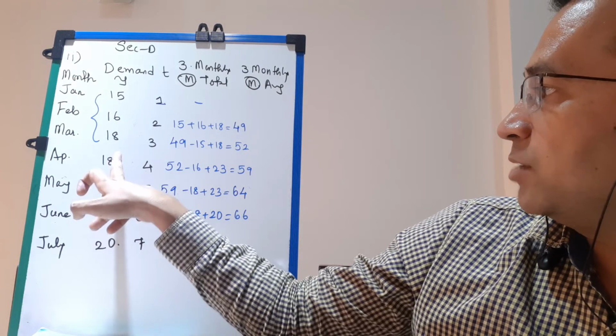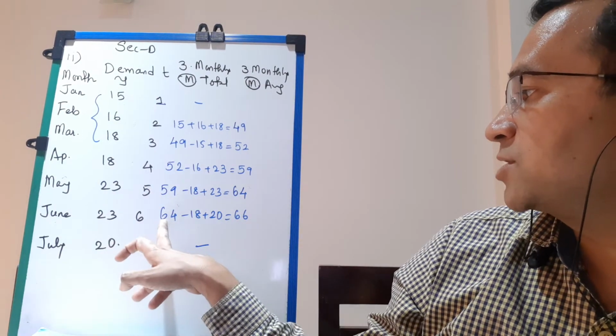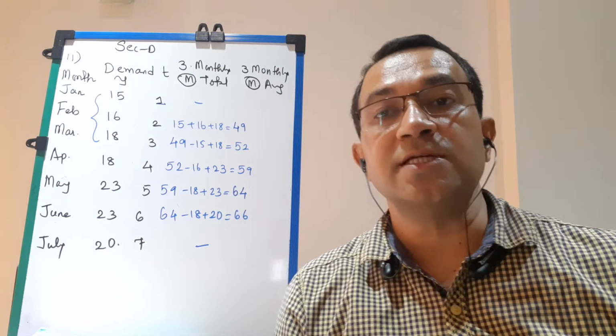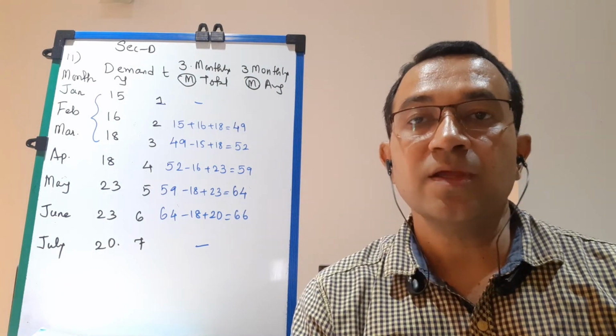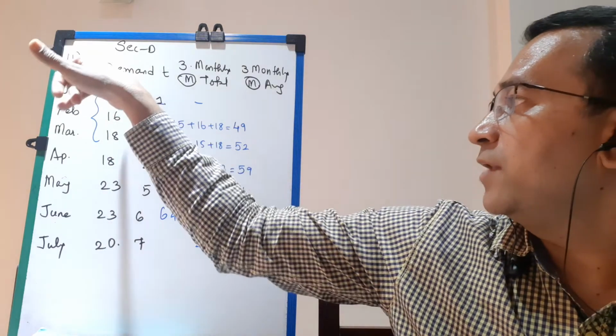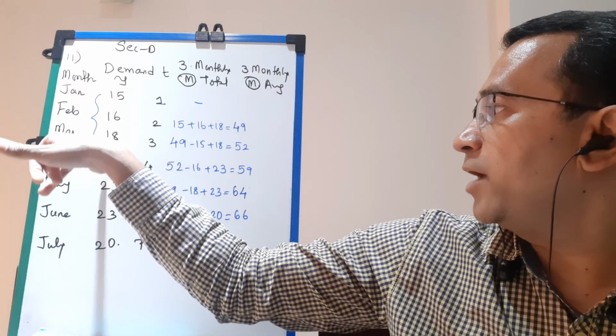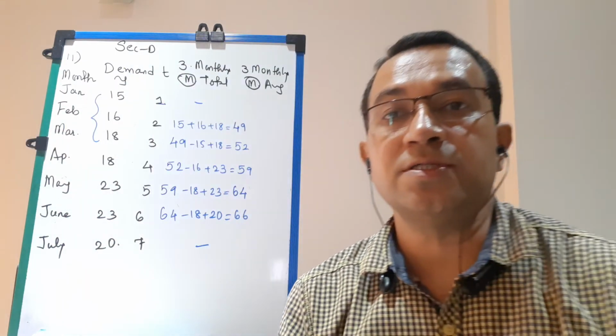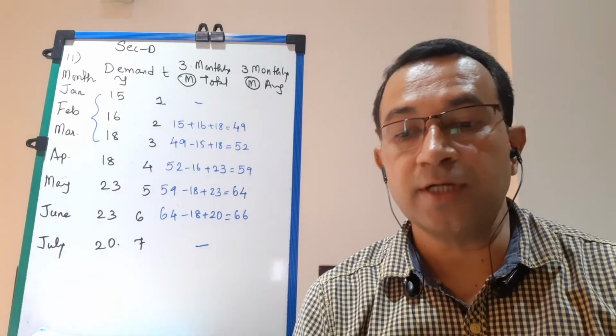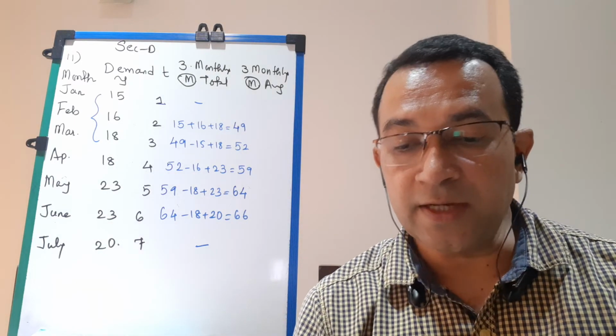From 64 remove 18 and add 20. So 64 plus 2. The total is 66. From top remove 1 value and from below add 1 value. This is how, students, we find the totals. Now take 3 monthly moving averages.